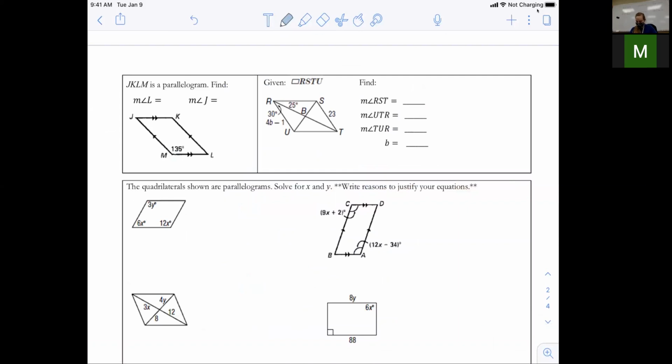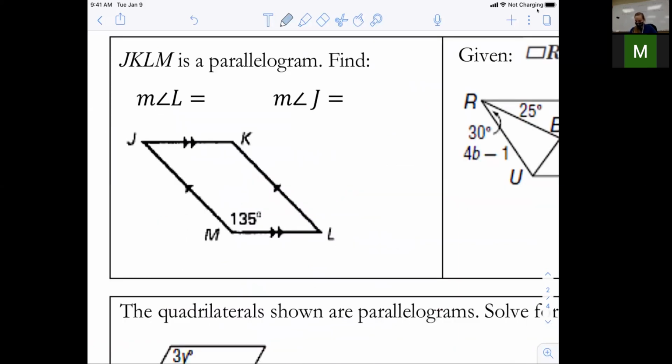I need to find measure of angle L and measure of angle J. If I know JKLM is a parallelogram, who can find L? Alberto, help me find L. Awesome. Why? Good. They are supplementary. They equal 180. So I get 45.